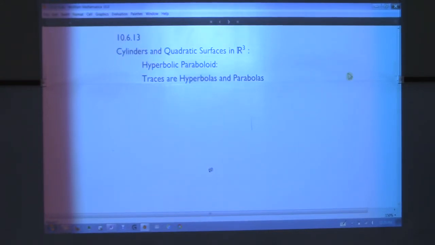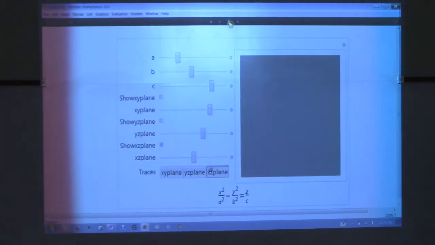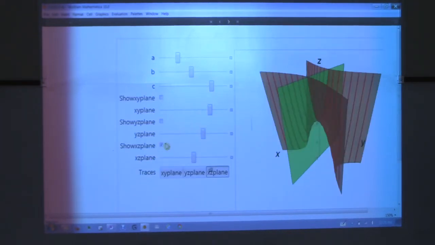Hyperbolic paraboloids. So we're going to get hyperbolas and parabolas when we cut them. What? Oh, that's what you meant. Sure.